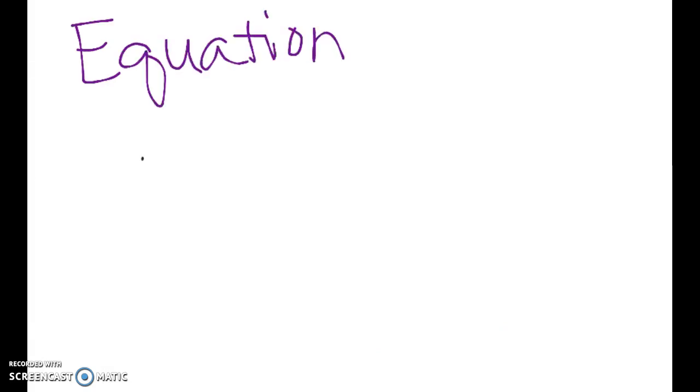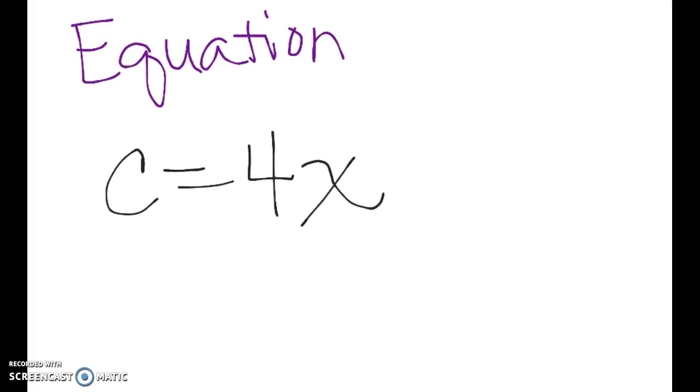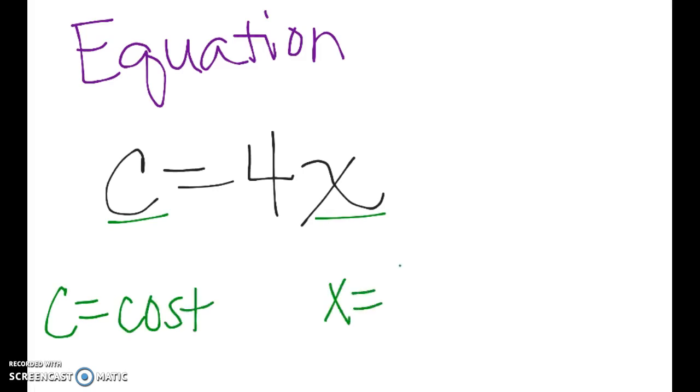Now, the last thing that I would ask you to do is write an equation for this. So I'm trying to figure out my cost. So I'm going to write my cost equals. Well, I know to find my cost, it's 4 times however many rides I go on. So I can call it 4 times R or 4 times X, however many rides I go on. Now, the only other thing you need to tell me is, what do these letters stand for? So I'm going to say that my C stood for cost, and my X is however many rides I went on.